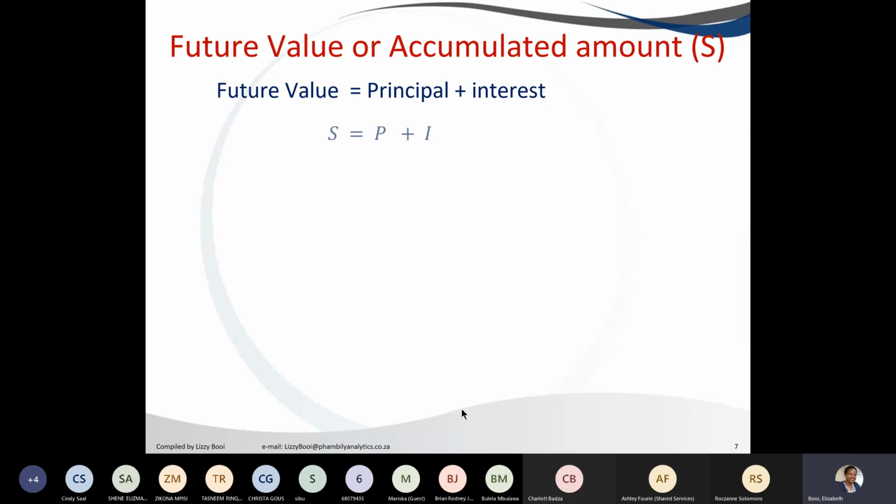From this, we know that S equals P plus I, where P is our principal amount and I is our interest. If we add both of them, we get the future value. So we know the formula of interest is P times R times T. If we substitute that, P times R times T, we make P a common factor. So P will be out, and what's left will be 1 plus RT. P times (1 plus RT) is the formula we use for calculating the future value of simple interest.